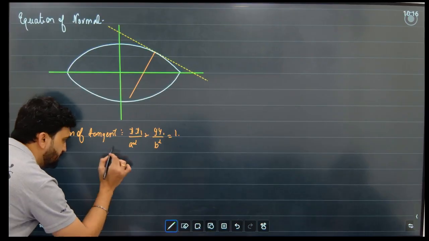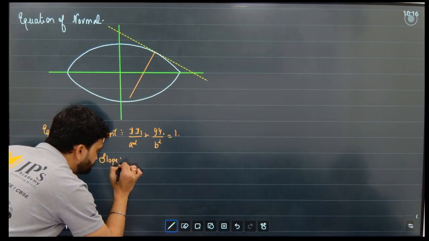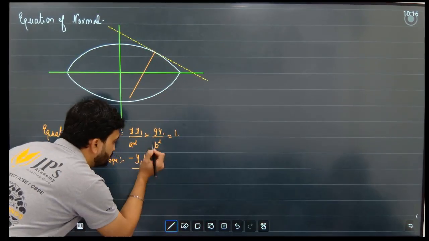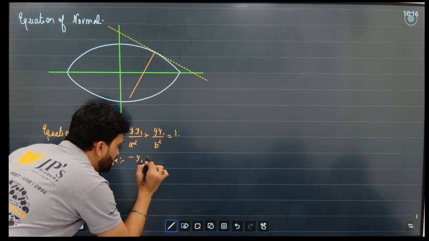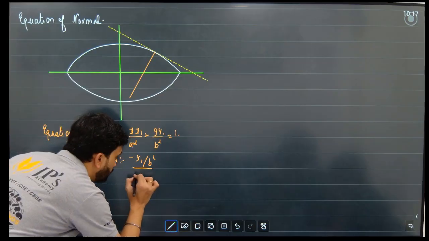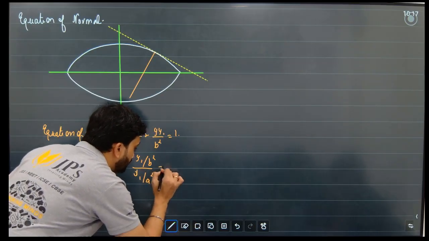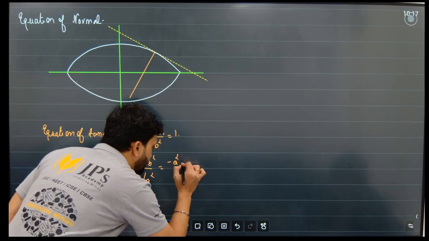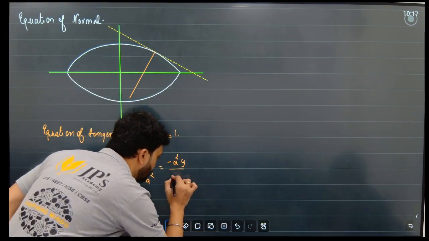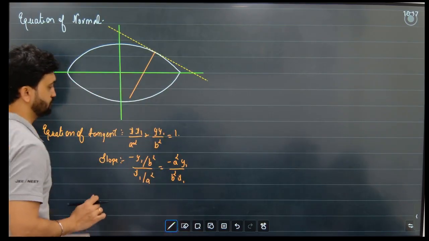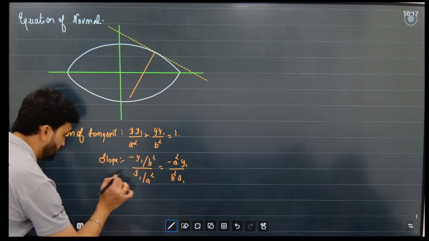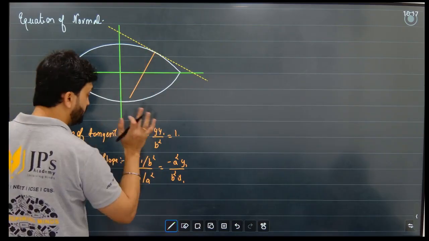Now if someone asks me, ठीक है ये तो है, इसका स्लोप क्या है? If someone asks me the slope, इसका स्लोप रहेगा माइनस y1 b minus y1 upon b square upon x1 upon a square is equal to, if I substitute this will become minus a square y1 upon b square x1. Okay, now therefore equation, since I have the slope, I have the point, my point is x1 comma y1.